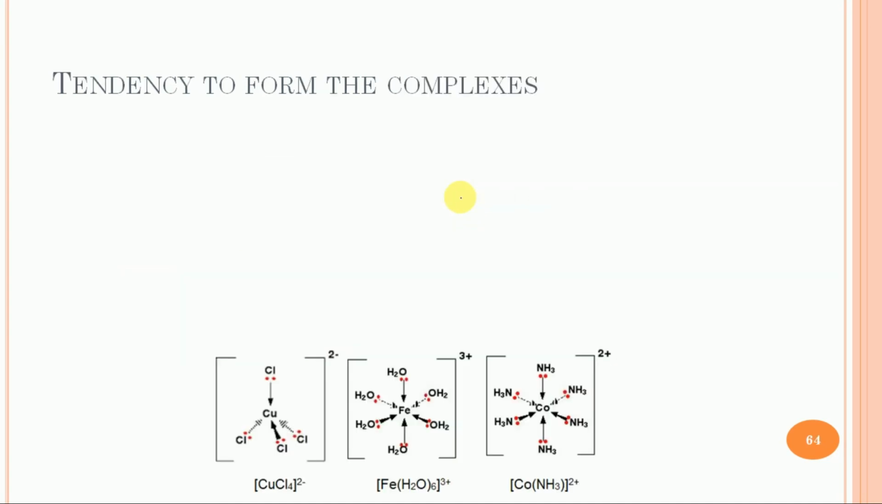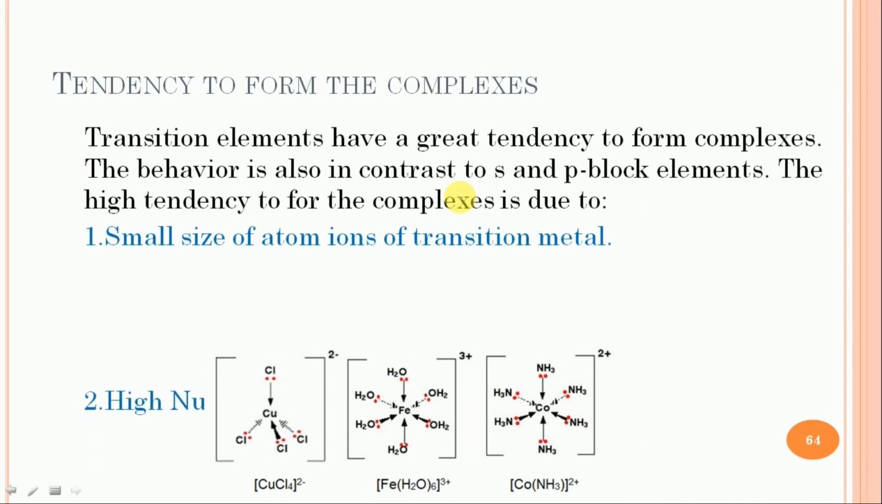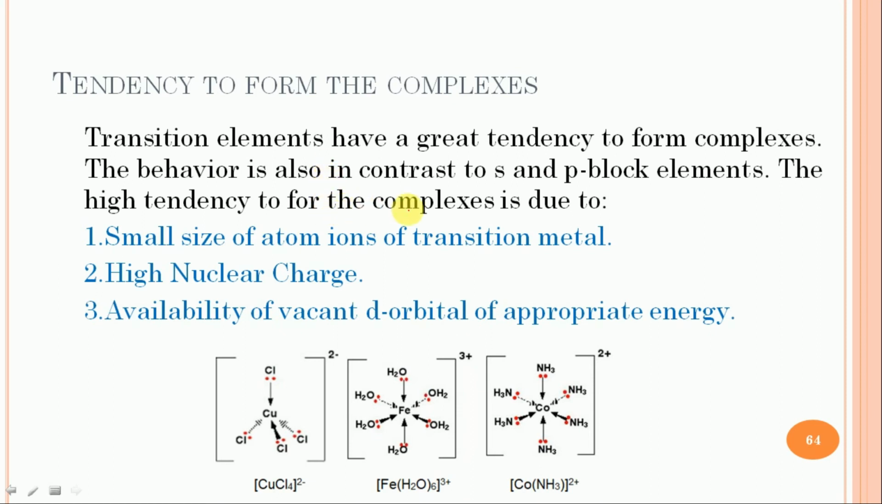Tendency to form complexes. The transition elements have a great tendency to form complexes. This behavior is also in contrast to s and p block elements. The high tendency of transition metal ions to form complexes is due to the small size of atoms and ions of transition metals, high nuclear charges, and third, the availability of vacant d orbitals of appropriate energy.